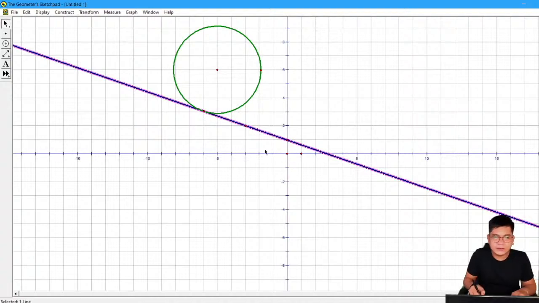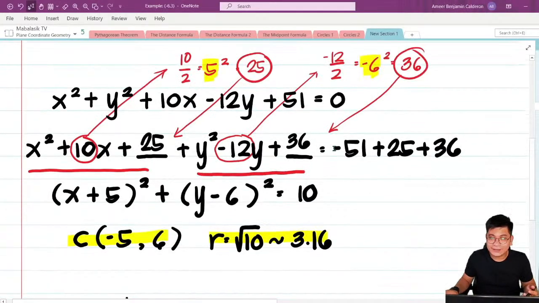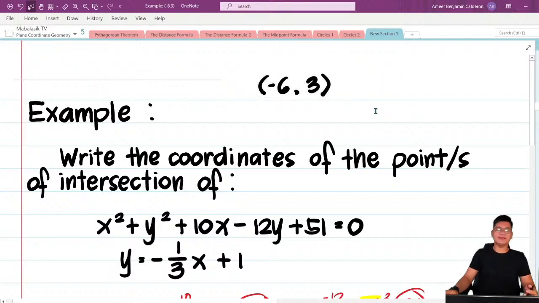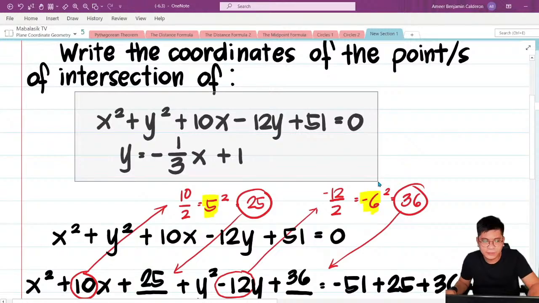And as you can see, the point of intersection is also at negative 6, positive 3. So parehas. Negative 6, positive 3. This is example 3. Our last method is algebraic.